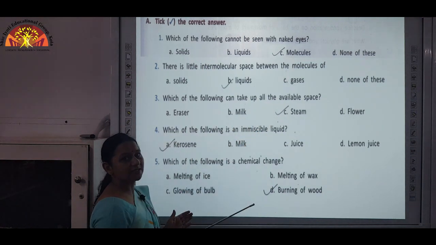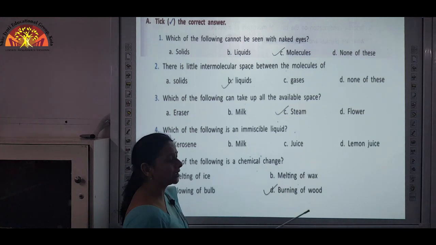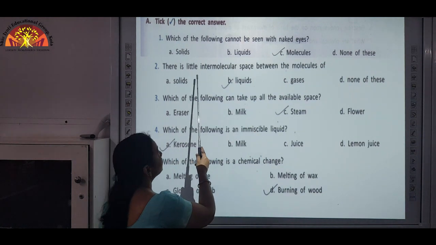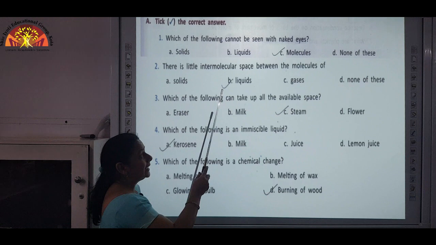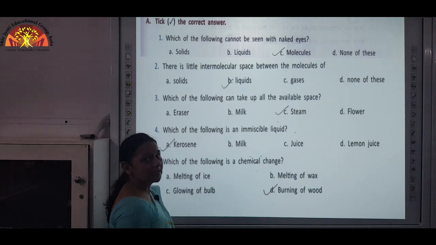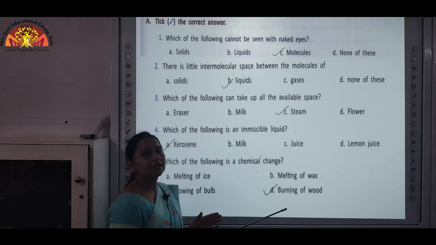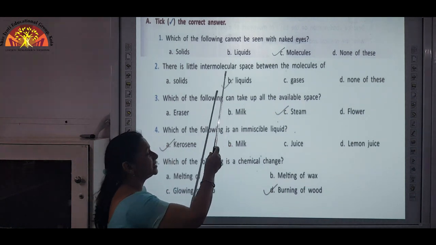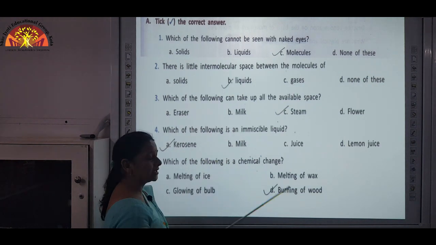Just now we have discussed that the molecules are so small that we are not able to see them with our naked eyes. So, the answer is molecules here. There is little intermolecular space between the molecules of liquids. The correct answer is liquids because, as I told you, the molecules in liquids are not tightly packed. They have small intermolecular space between them. So, the correct answer of the second one is liquids.